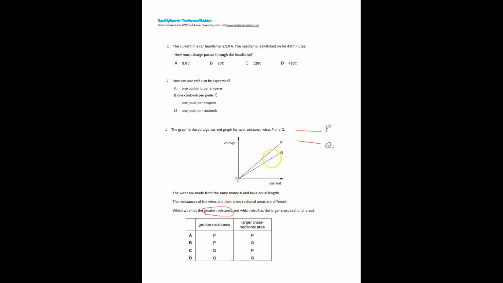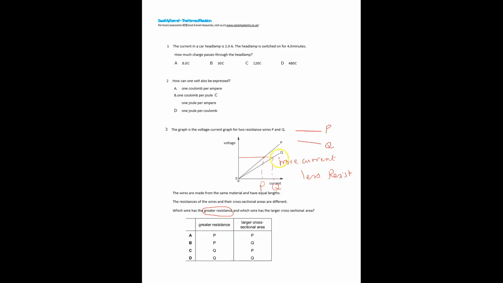How do we know? Here you see, take any voltage and draw a vertical line for P, and for the same voltage check for Q. This line is for Q and this line is for P. Which has more current? The wire Q has more current for the same voltage, which means it has less resistance. So you have to find out like that.